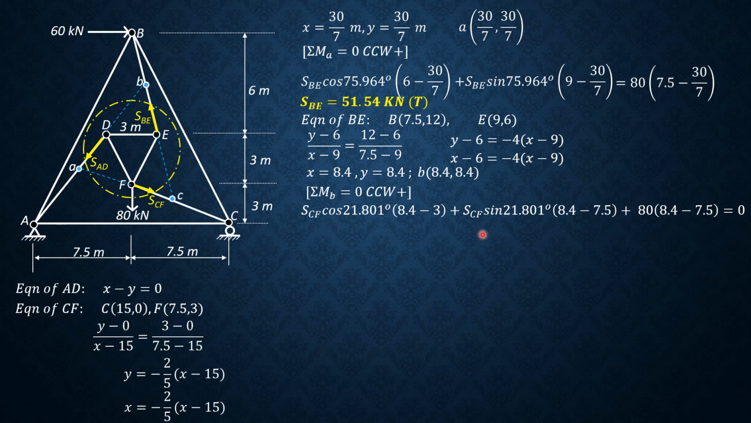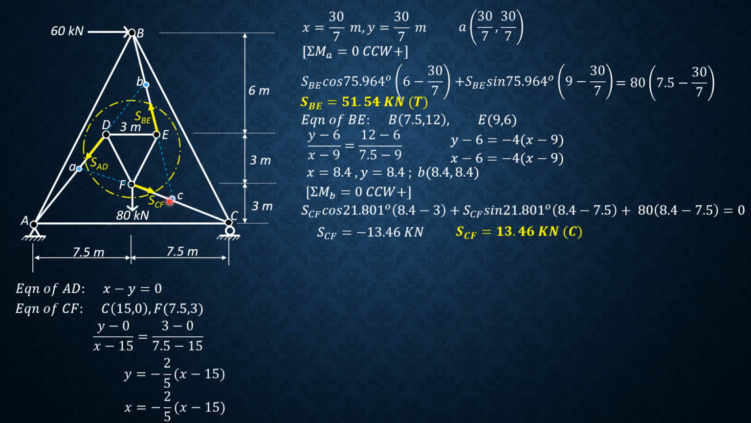So from there, we can now solve SCF, and it is equal to negative 13.46 kilonewtons. Our answer before was negative 13.47, so there's a little discrepancy, but that's the same. So SCF is 13.46 kilonewtons compression.